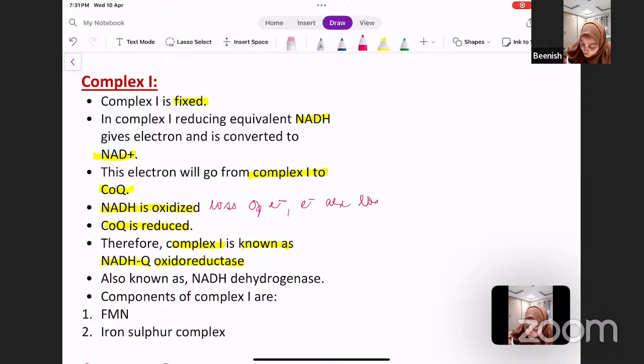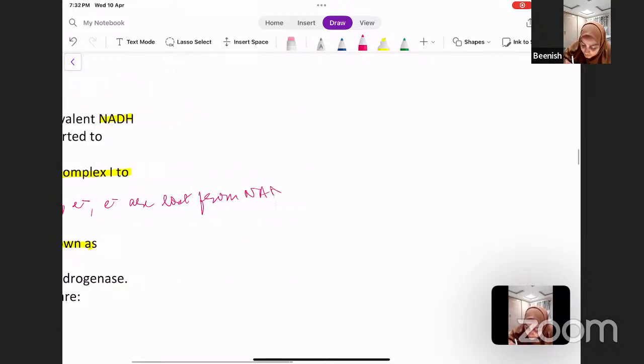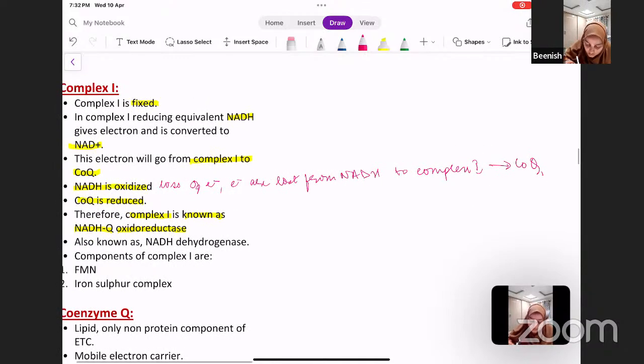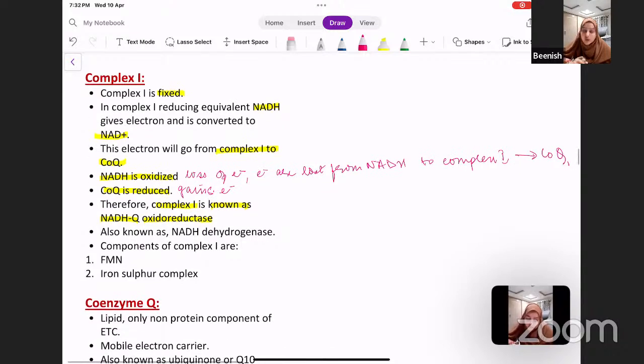Electrons are lost from NADH to complex 1, and then this complex 1 gives it to coenzyme Q. Coenzyme Q gets reduced because it gains electrons. Therefore, the name of complex 1 is also NADH Q oxidoreductase, because your NADH is getting oxidized and Q is getting reduced. It is also known as NADH hydrogenase.